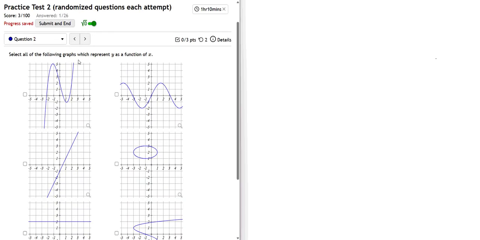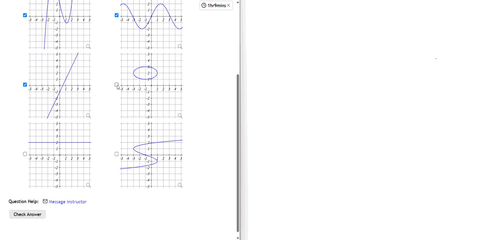Select all of the following tables which represent y as a function of x. So now I'm going to look at each one of these graphs and see if there's any vertical line where more than one point would lie on the drawn part, the blue part. So with this first one, I don't see any vertical lines that hit more than one point on the blue line at a time. So that one's a function. Same with the one to the right there. Also the slanted line.